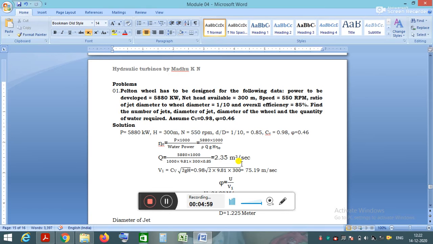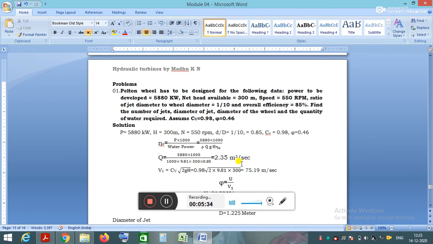A Pelton wheel has to be designed for the following data. Power to be developed is 5880 kilowatt. The net head available is 300 meter. Speed is 550 rpm. The ratio of jet diameter to wheel diameter is 1 by 10 and overall efficiency is 85%. We need to find the number of jets required, the diameter of the jet, the diameter of the wheel and the quantity of water required.